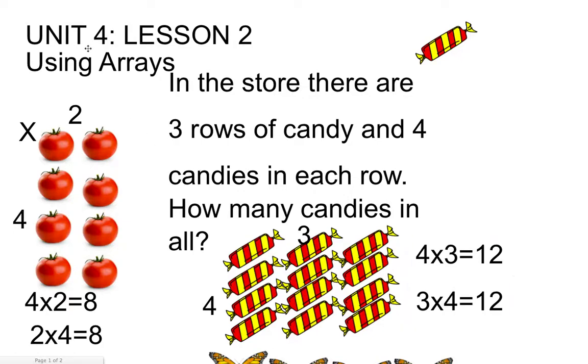So basically, an array is a group of pictures that are organized in rows and columns. You fill them in, and it's a way to multiply.